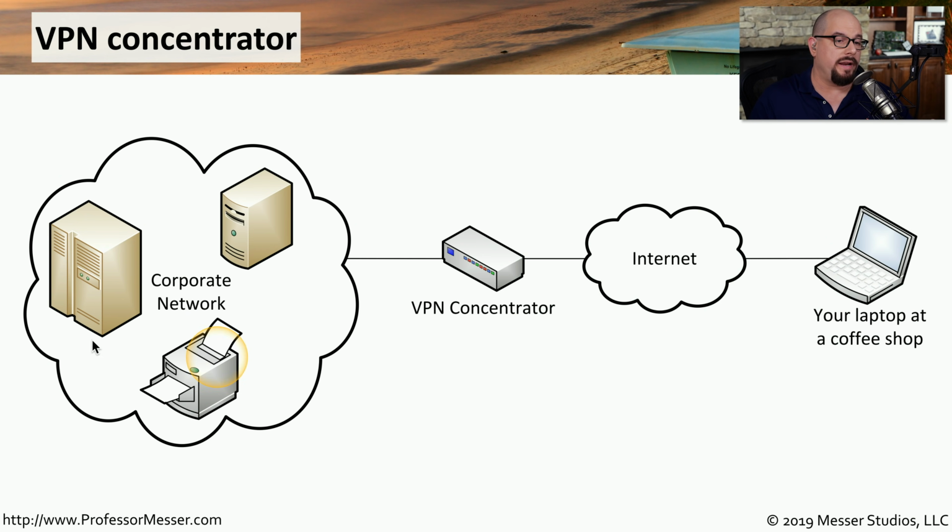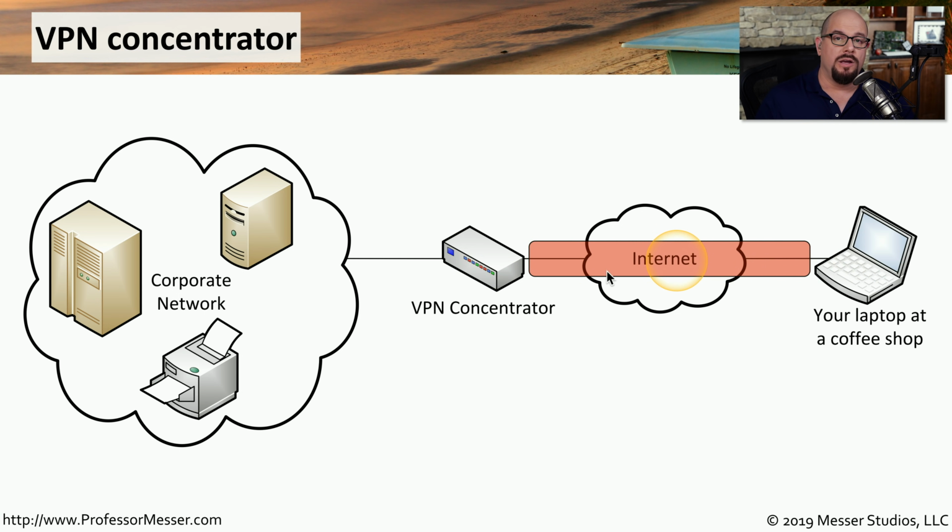You would have your corporate network with all of your corporate resources inside of it. There's a VPN concentrator that's connecting to your corporate network, and that VPN concentrator is connecting to the internet. You would then have your laptop at a remote location like a hotel or a coffee shop, and you would start up the VPN software on your laptop. That VPN software would connect to your VPN concentrator. Usually there is an authentication process.